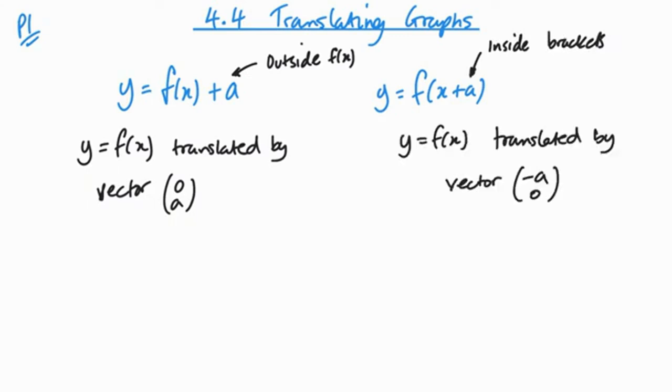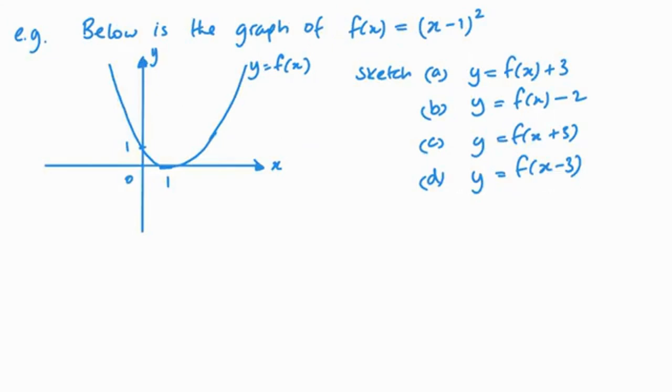So here I'm going to do an example where I've sketched the graph y equals f of x, where f of x is x minus 1 squared. And I'm going to apply these 4 transformations to it.